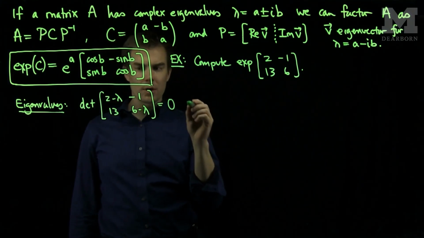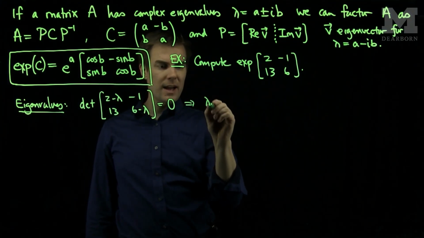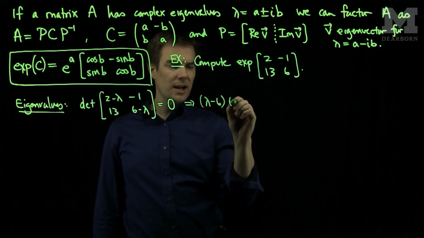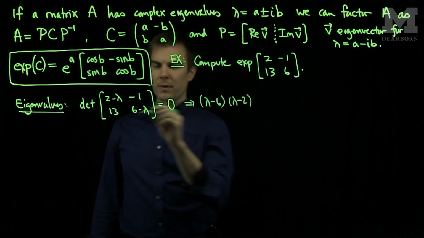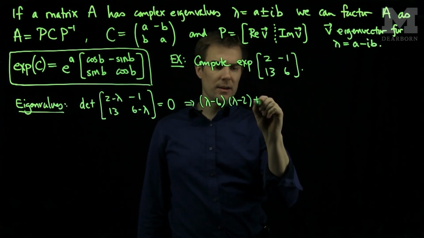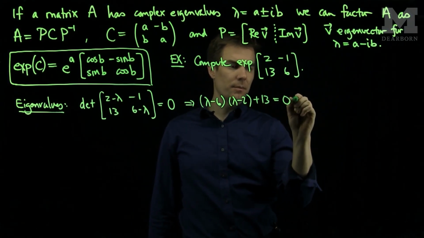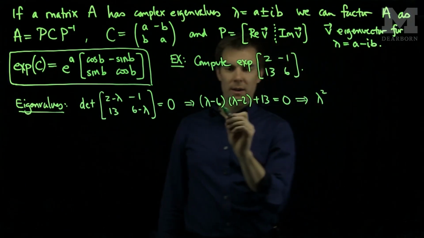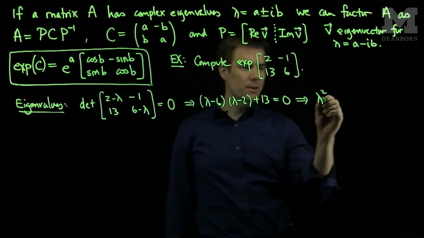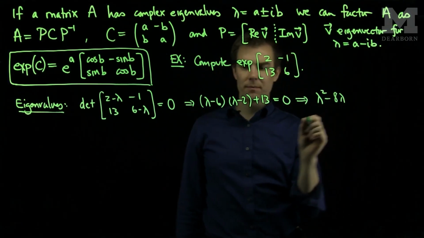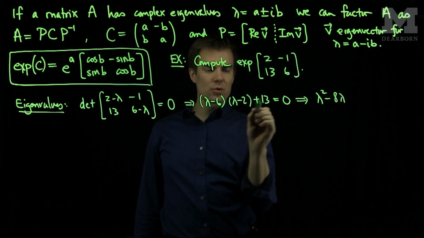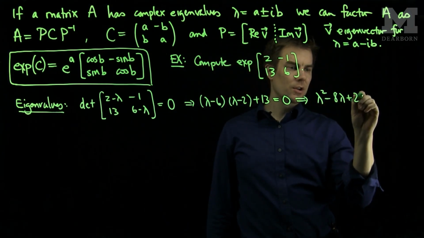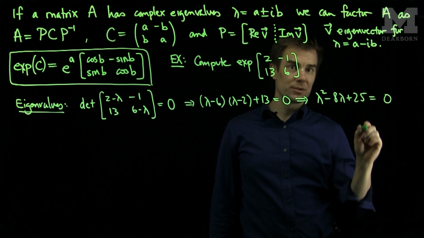equals 0. Doing this, we will have lambda minus 6 times lambda minus 2, and then plus 13 equals 0. This will simplify to lambda squared, then negative 6 lambda and negative 2 lambda, that's a negative 8 lambda, and then a positive 12 and 13, that's plus 25 equals 0.